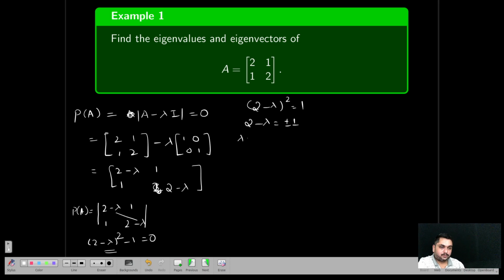So lambda 1 is equal to 1 and lambda 2, you get as 3. Okay, that is how you find the lambda. Now, these are my eigenvalues. There are two eigenvalues because it is quadratic, lambda squared. Now how do we find the eigenvectors? For each eigenvalue, I will get one eigenvector.